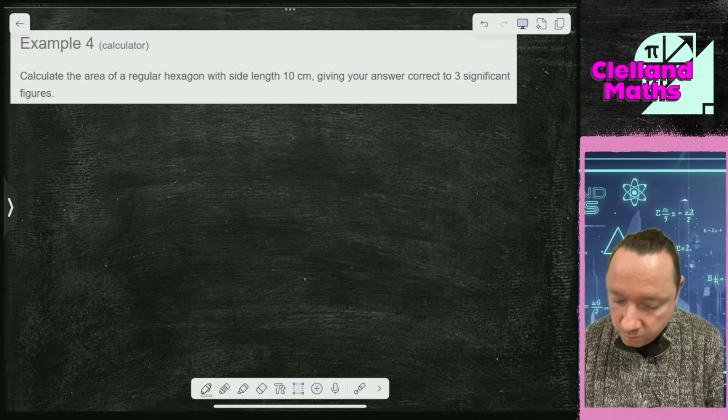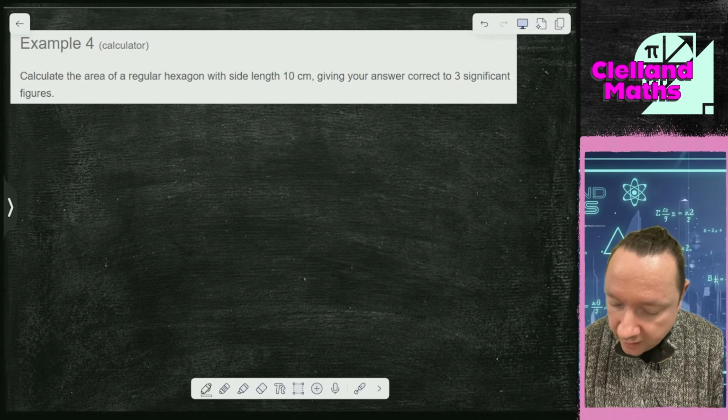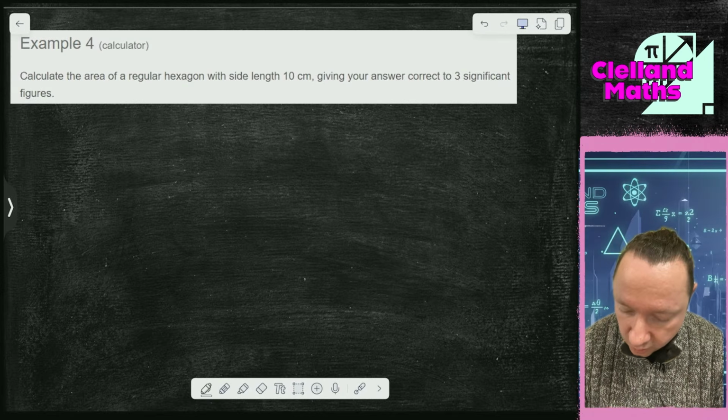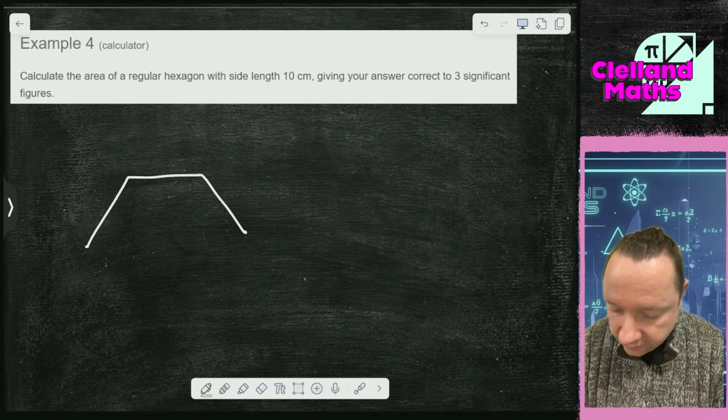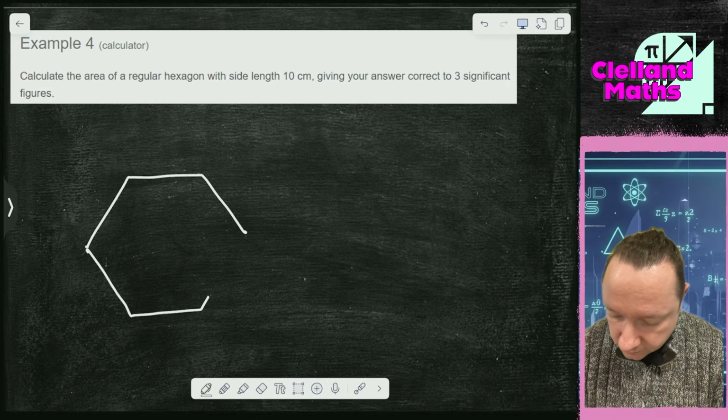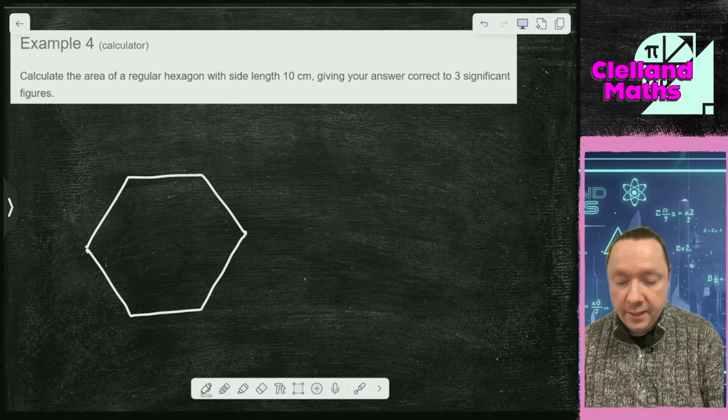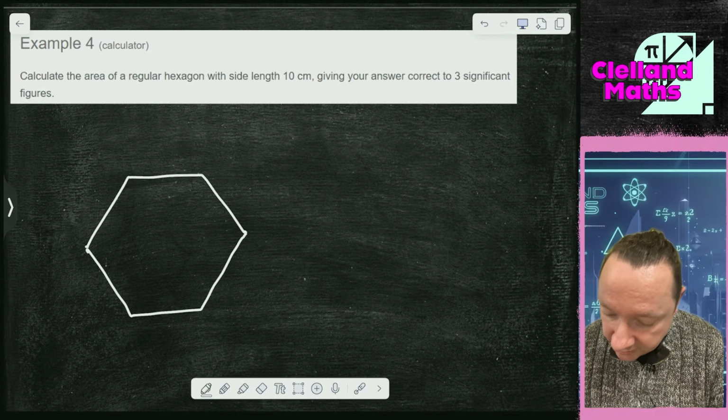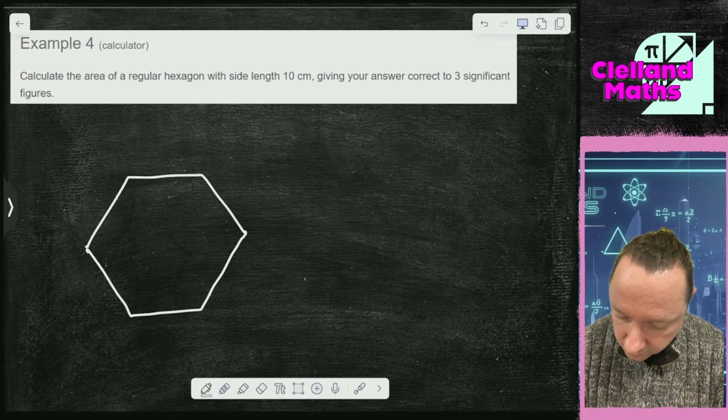Example 4, an area of a triangle. Calculate the area of a regular hexagon of length 10. It doesn't look like it's a triangle question, but let's have a look. A hexagon looks something like this. And the side it says is 10.